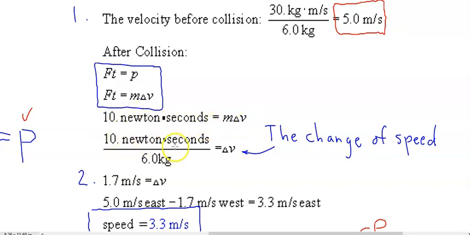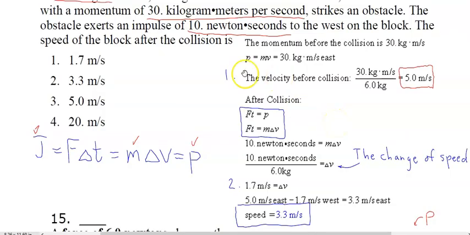When we divide 10 Newton seconds by the mass of 6 kilograms, we now have the change of speed, which works out to be 1.7 meters per second. So the initial speed of 5 meters per second east minus the change of speed west gives you 3.3 meters per second east. And the final answer, the speed, is 3.3 meters per second. East is important because that's a positive value. So in summary, you need to find the speed of the block after the collision. We had to do a two-step process. We had to first find the incoming speed, then find the change of speed from that, and then subtract to find the speed of the rebound.